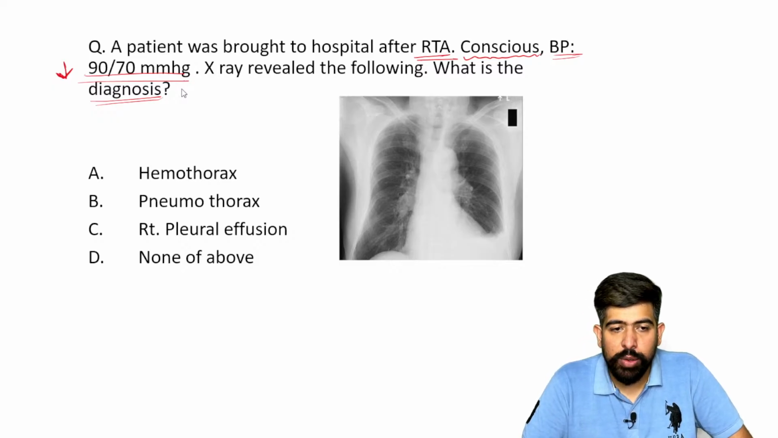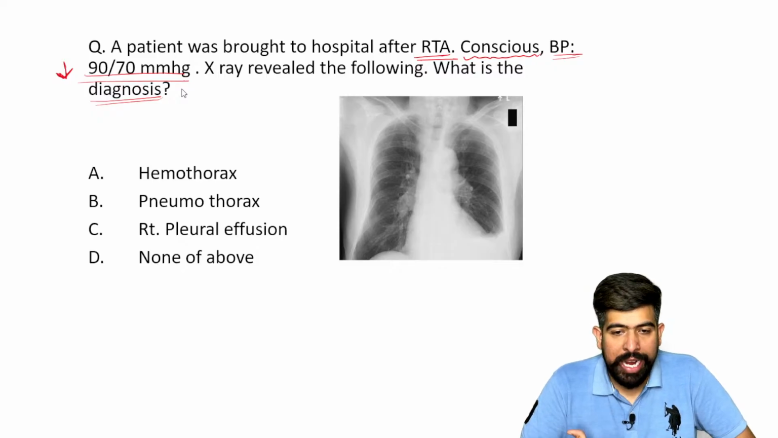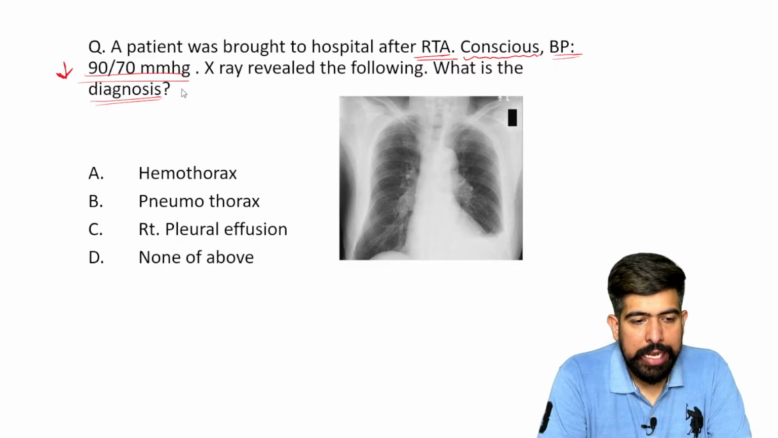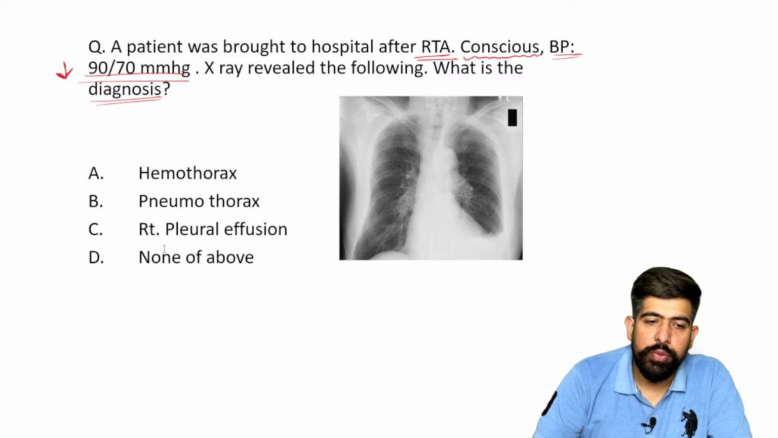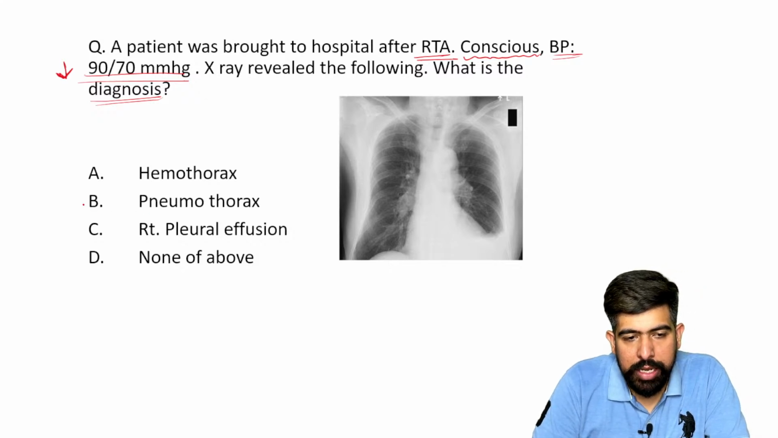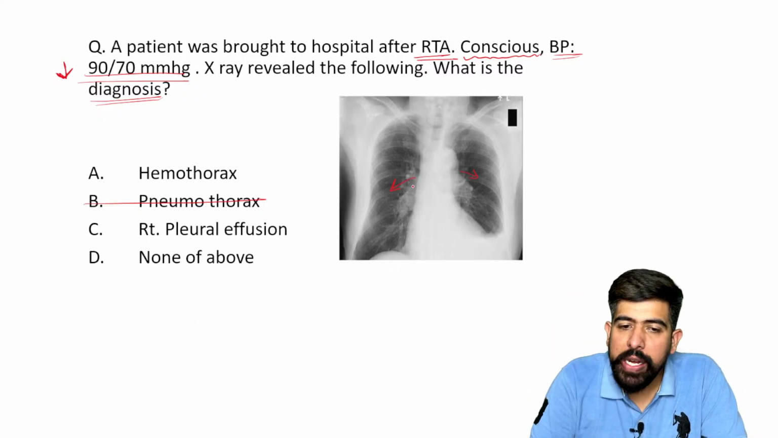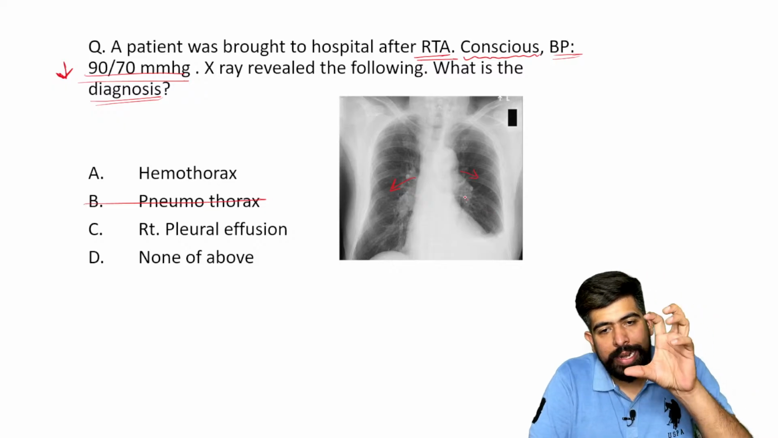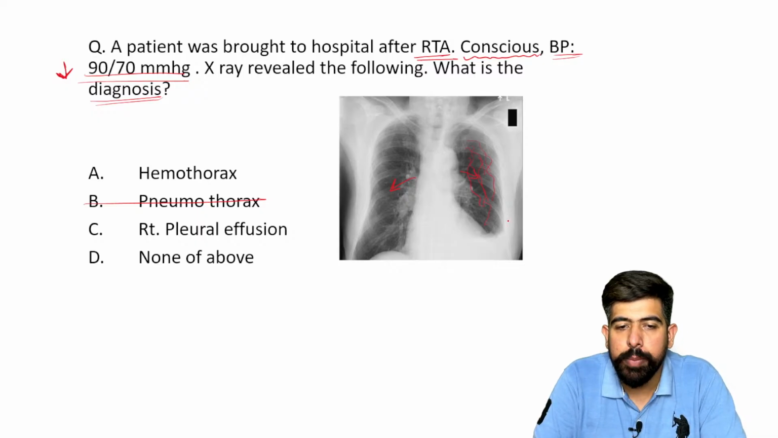Try to understand, guys, why. First of all, you should understand why this answer. The keywords I have already highlighted. First we'll rule out pneumothorax. Why is pneumothorax not possible? You can see both lungs are clearly visible on the X-ray. If there were a pneumothorax, the lung would be collapsed toward the hilum, and a dark black shadow would be seen over here, but that is not the case.